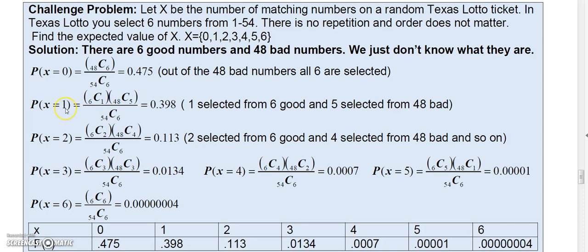So I'm sorry, that's 1 good number, not bad number. So the probability that you get one good number would be out of the 6 good numbers choose 1, and out of the 48 bad numbers choose 5, and you divide that by the same denominator and get 0.398.